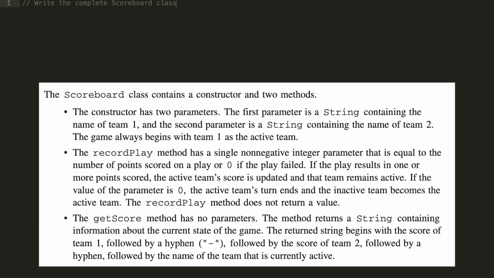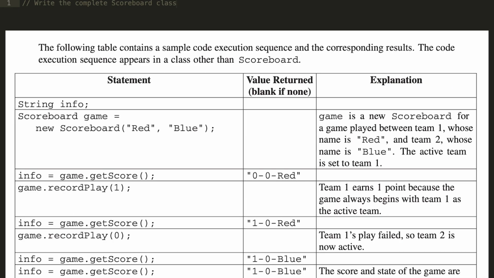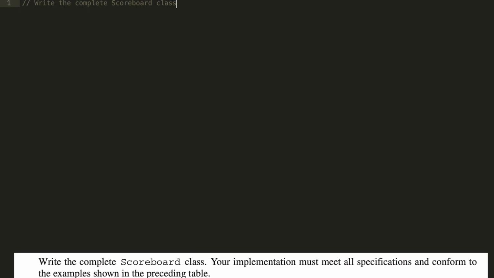And finally, the getScore method has no parameters. The method returns a string containing information about the current state of the game. The return string begins with the score of team 1, followed by a hyphen, followed by the score of team 2, followed by a hyphen, followed by the name of the team that is currently active. And then we have this table of method calls and an explanation of what happens after that method call happens. And then we're being told to write the complete scoreboard class. Your implementation must meet all specifications and conform to the examples shown in the preceding table.